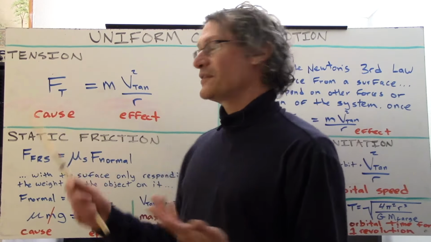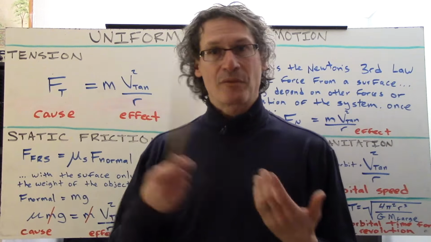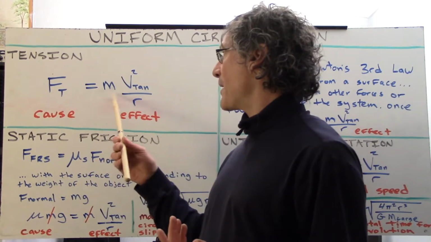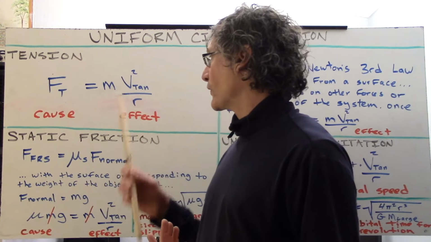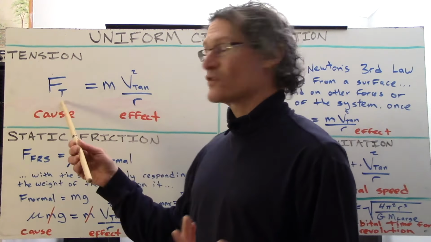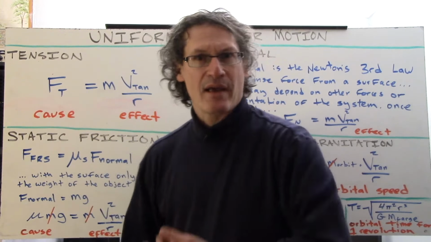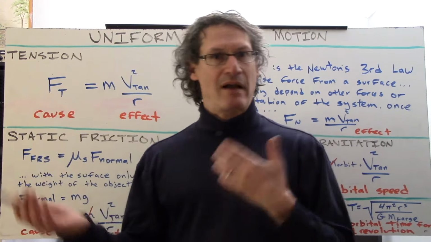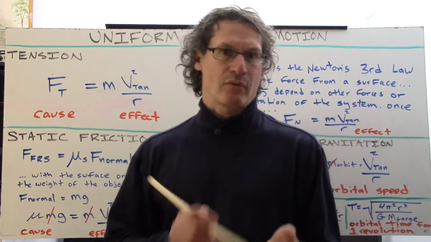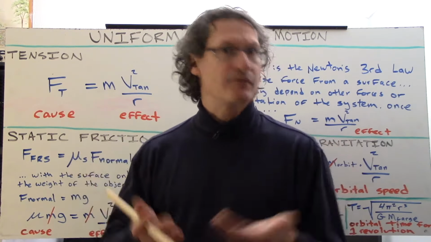If you have tension that's causing uniform circular motion, then that equals m v tangent squared over the radius. This is the cause of that circular motion, and this is the effect. Oftentimes, a tension is just how much something is pulling, and we just have to figure it out in terms of some other variables, or we're told that it's pulled with like 50 newtons or something like that.